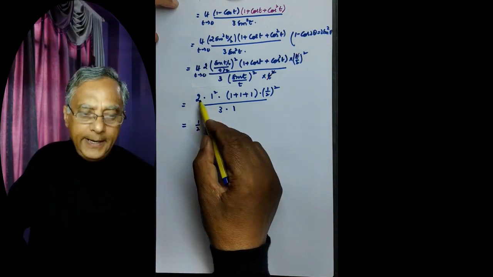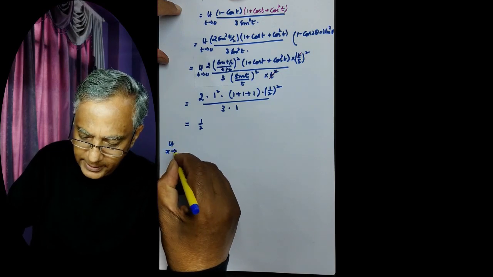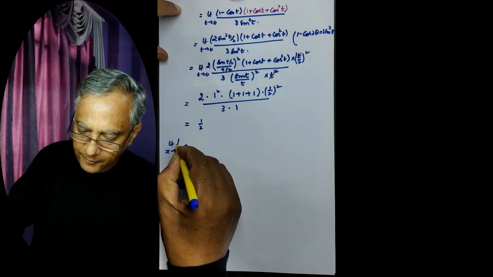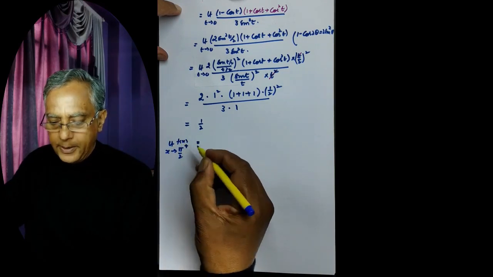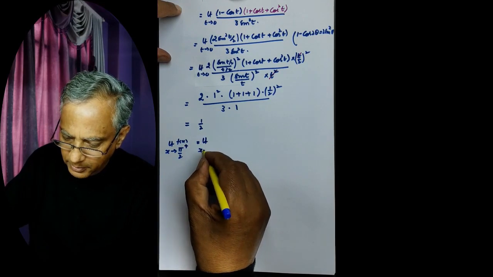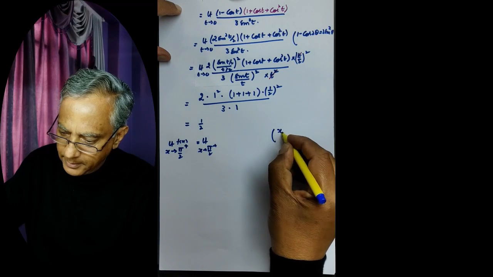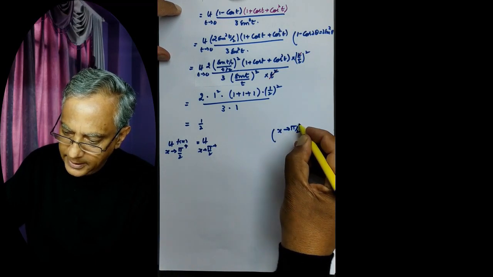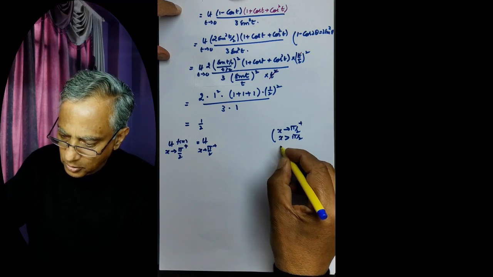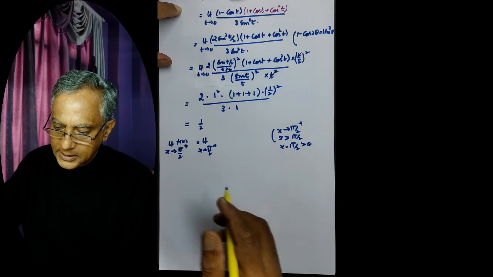Now we find limit x approaches pi by 2 from positive side f x. Limit x approaches pi by 2 from positive side. Now this means x approaches pi by 2 from positive side, means x is greater than pi by 2. And we can also observe x minus pi by 2 is greater than 0. So x is greater than pi by 2.